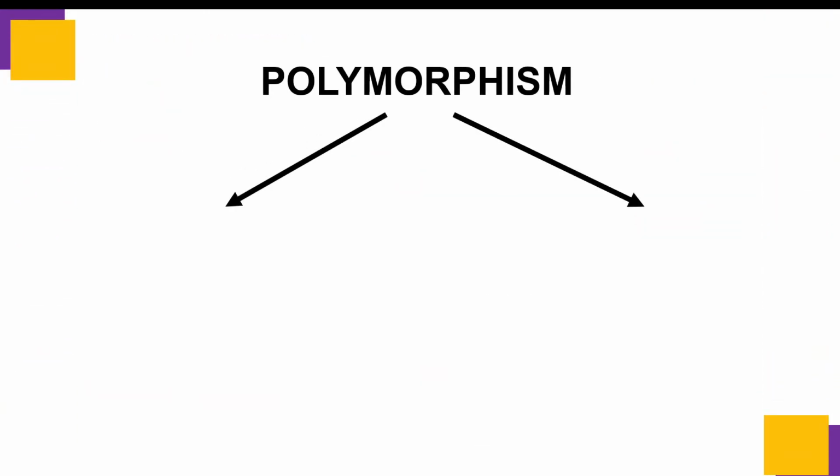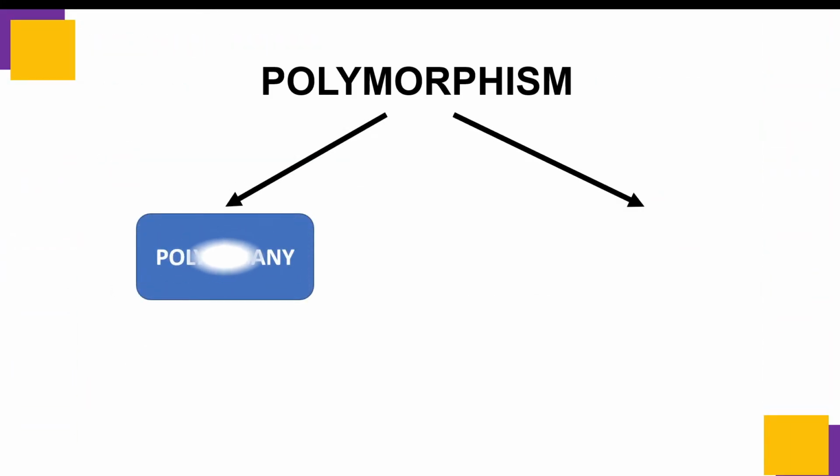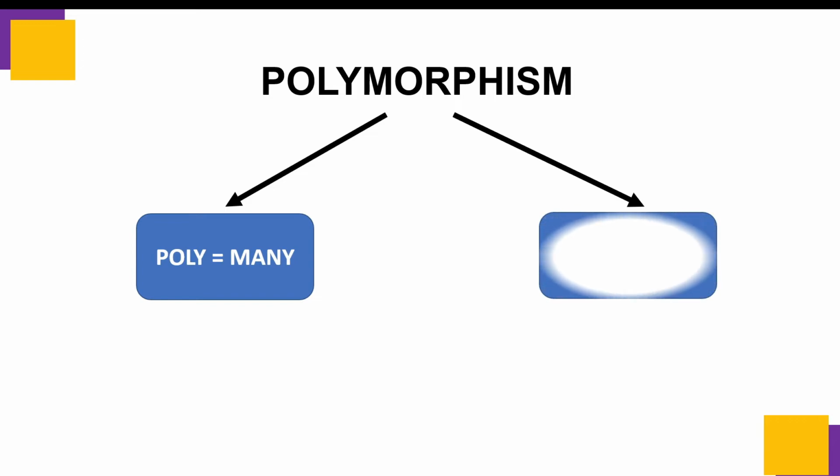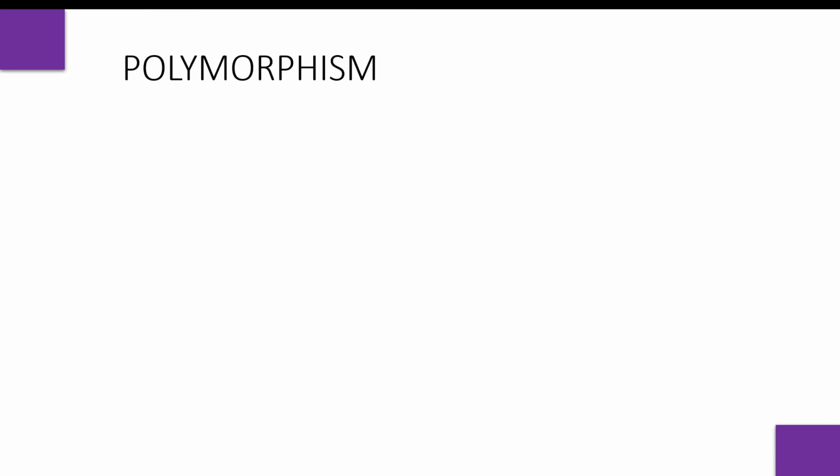Next concept is polymorphism. The word itself is divided into two words. What are they? Poly and morphism. Poly means many and morphism means forms. So many forms is called polymorphism. Let's see how this concept is implemented in our code.